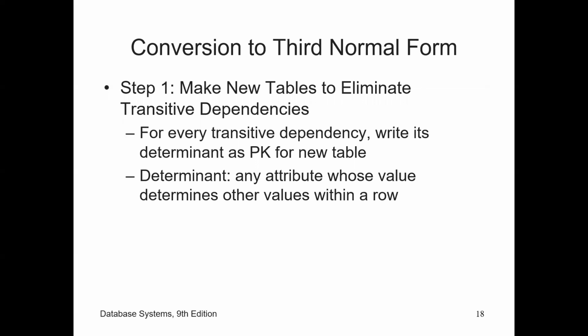Conversion to third normal form. Step 1. To further eliminate data anomalies, the following steps must be taken. For every transitive dependency, write a copy of its determinant as a primary key for a new table. A determinant is any attribute whose value determines other values within a row. If you have 3 different transitive dependencies, you will have 3 different determinants. As with the conversion to second normal form, it is important that the determinant remains in the original table to serve as a foreign key.